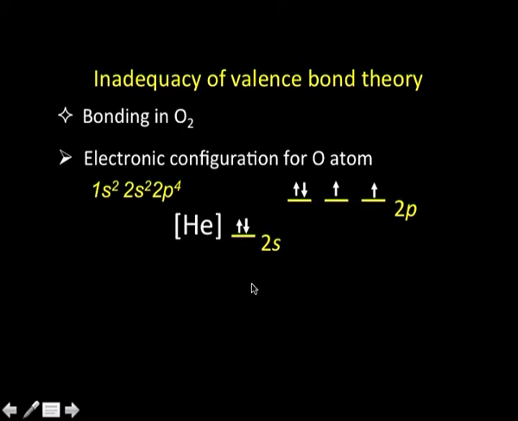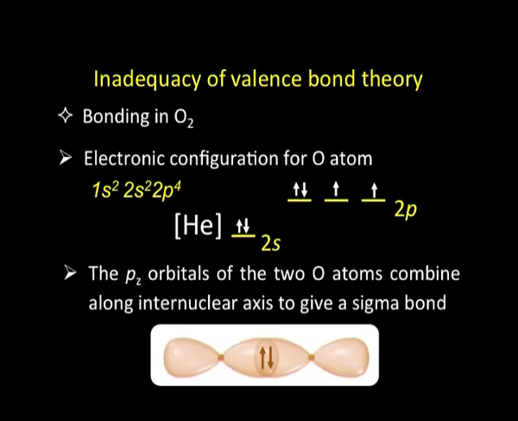When 2 atoms of oxygen have to bind to each other, what kind of bonding is possible? One of the 2p orbitals, say the 2pz orbital, is the one which is oriented along the internuclear axis. So, the 2pz orbitals of the 2 oxygen atoms combine together. This is the 2pz orbital of one oxygen atom, this is the second oxygen atom. The two overlap here and form a sigma bond. So, that is one bond formation.